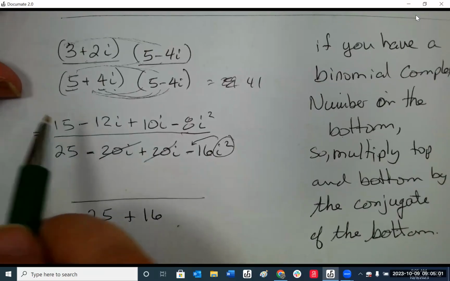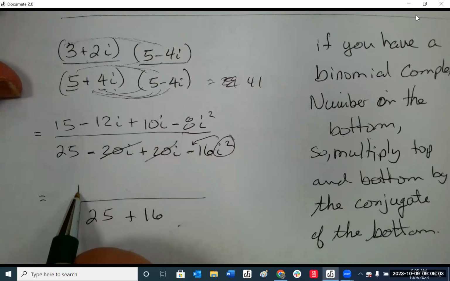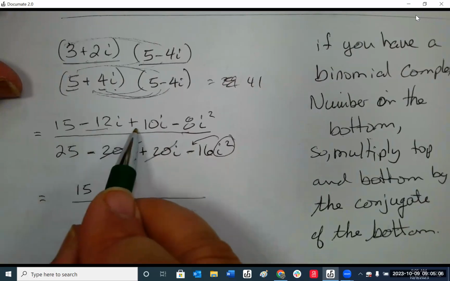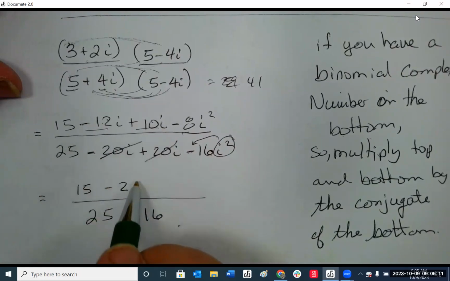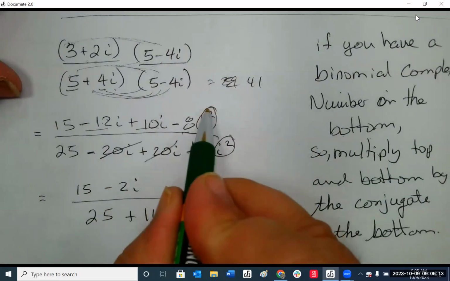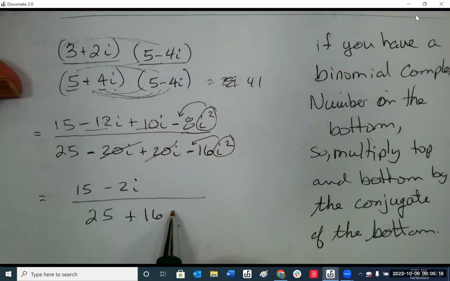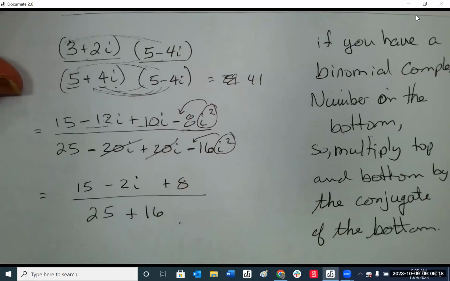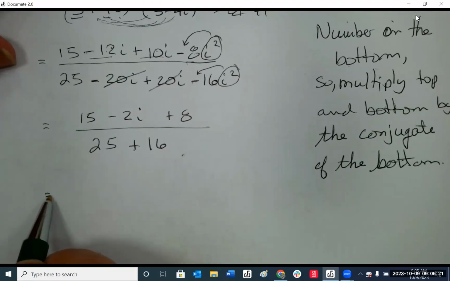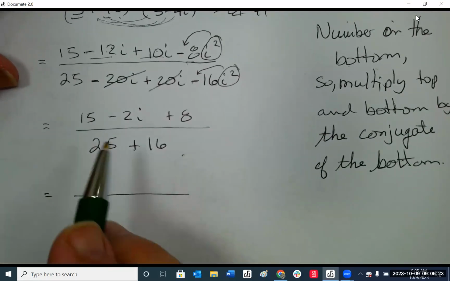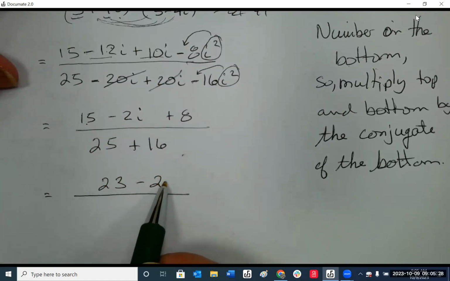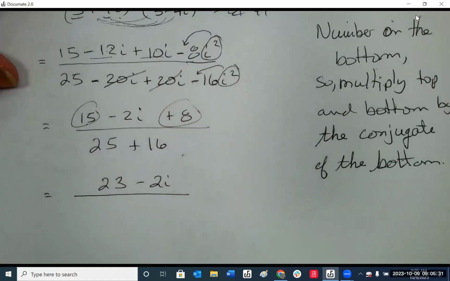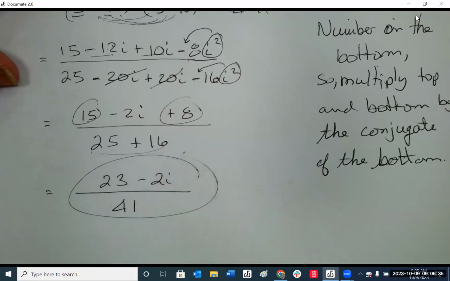On the top, we have 15. Negative 12 plus 10 is negative 2, because 12 is bigger, so 12 minus 10 is 2i. This i squared changes that sign, so we have plus 8. 15 plus 8 is 23. Minus 2i, so I combine these two. 25 plus 16 is 41. And there's your answer.